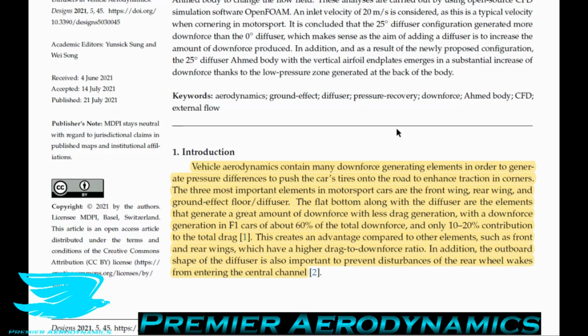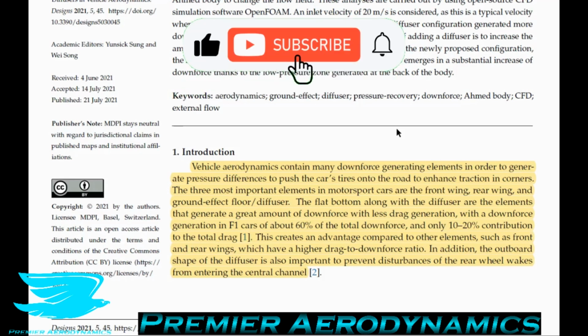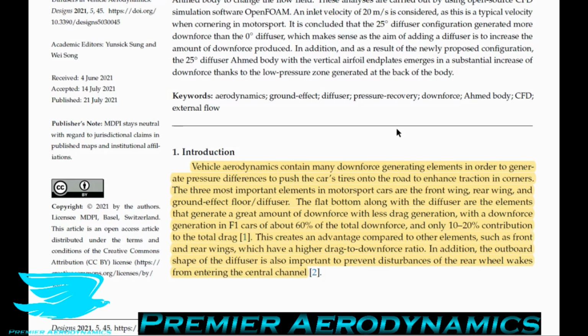So for example, for F1 cars, this section, so the underbody and the diffuser, accounts for about 60% of the total downforce of the entire car, but only contributes about 10 to 20% of the total drag. So that shows you just how efficient they are at producing downforce compared to other things such as wings. Even though wings do get a lot of attention, the diffuser and the underbody is a very important part.